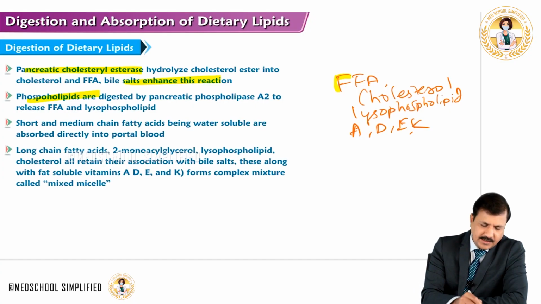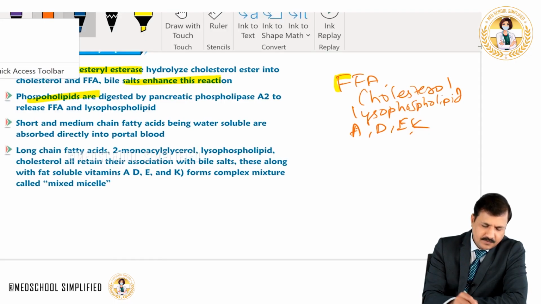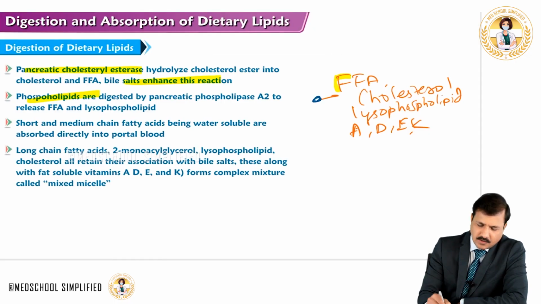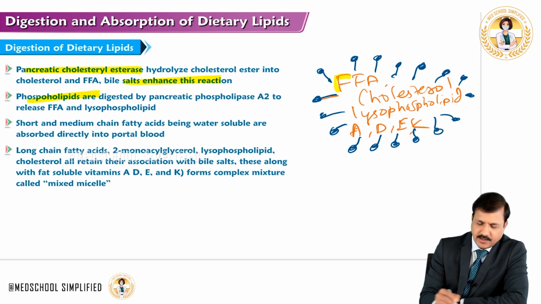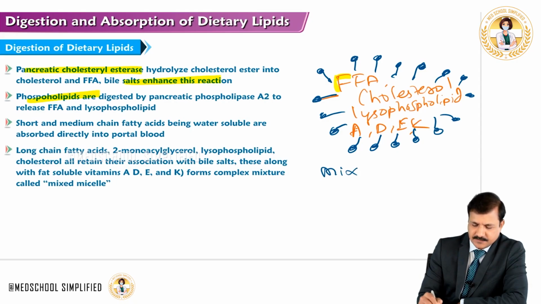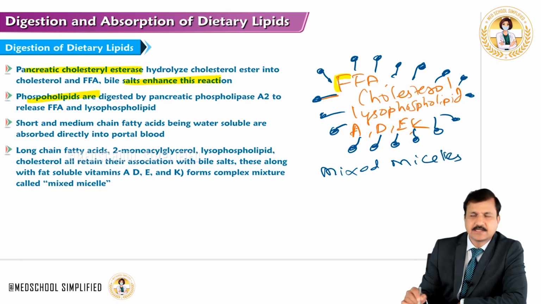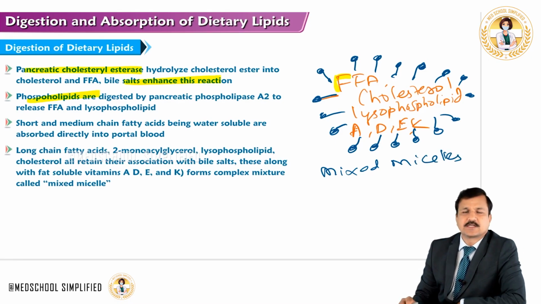All of them retain their association with bile acids and bile salts. So bile acids and bile salts are coating them, and these fatty acids are inside because of their hydrophobicity and all that. So they retain their association with their bile acids and bile salts, and these kind of molecules, we call them mixed micelles. So basically, micelles are converted into mixed micelles in the intestine.